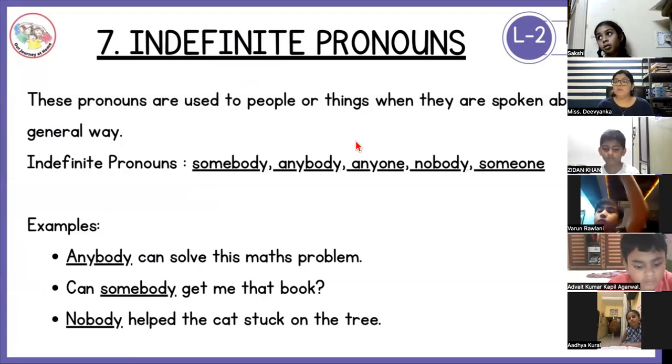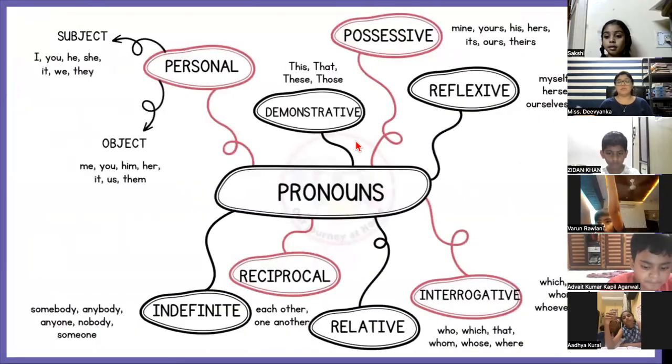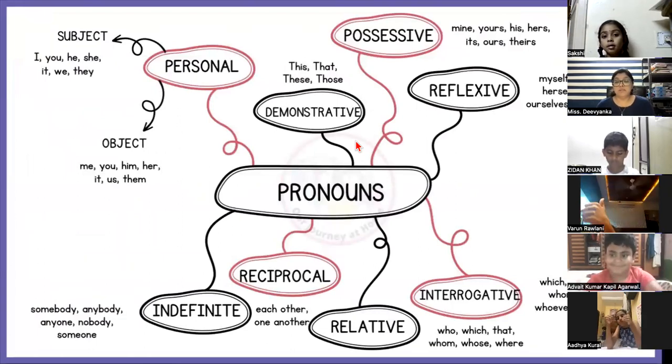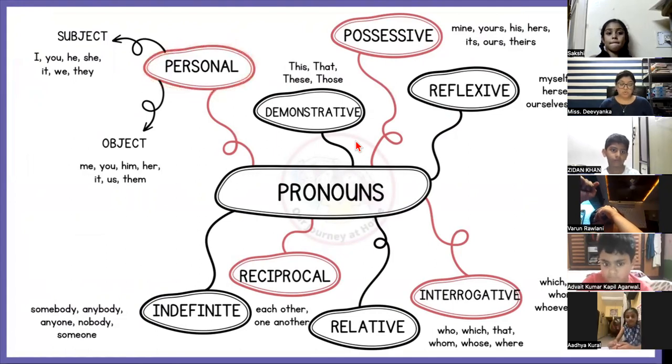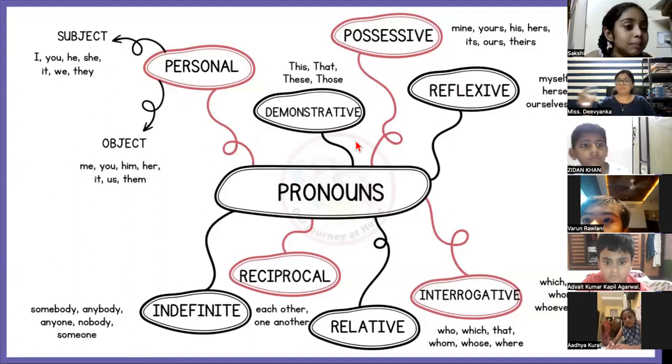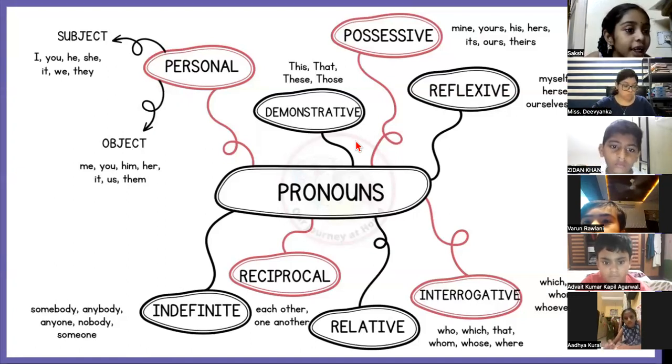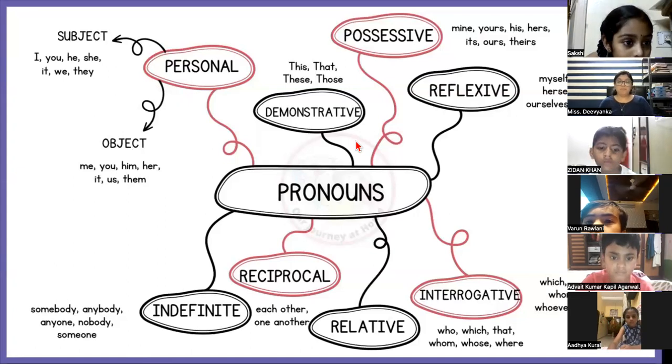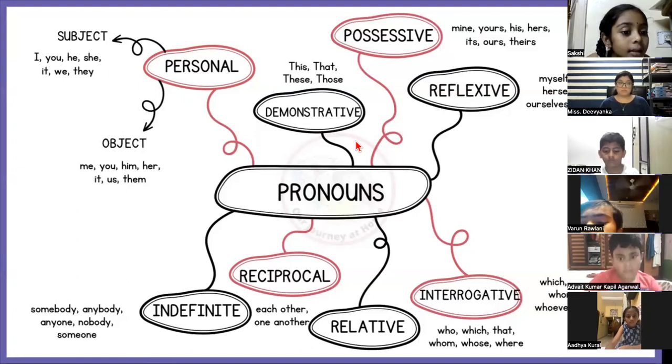Clear? Give me 2 thumbs up if everything is clear till now. Because now we are going to solve questions based on pronouns. Are you ready to do that? Yes? Okay. Now, one by one, I'm going to take your names and you're going to read each type. So, Sakshi, let's start with you. You read the personal pronouns. Subject: I, you, he, she, it, we, they. Correct. Object: me, you, him, her, it, us, them. Correct.